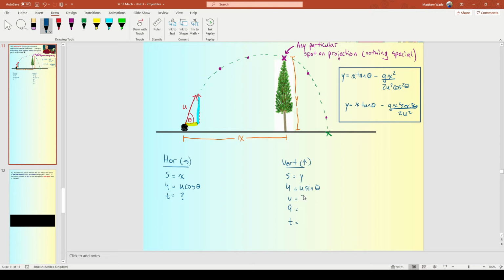Do we know V? Nah. Do we know what A is, though? Yeah, it's a projectile, so it's operating under gravity. So A is going to be negative G, negative because it's down. And do we know T? Nah. So that's where we're at, okay, my buddies?